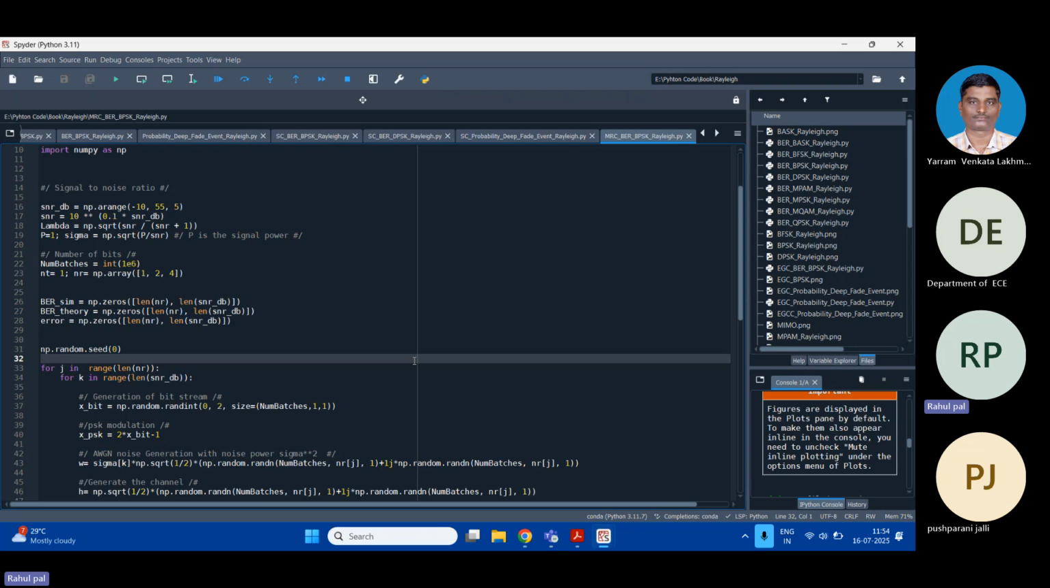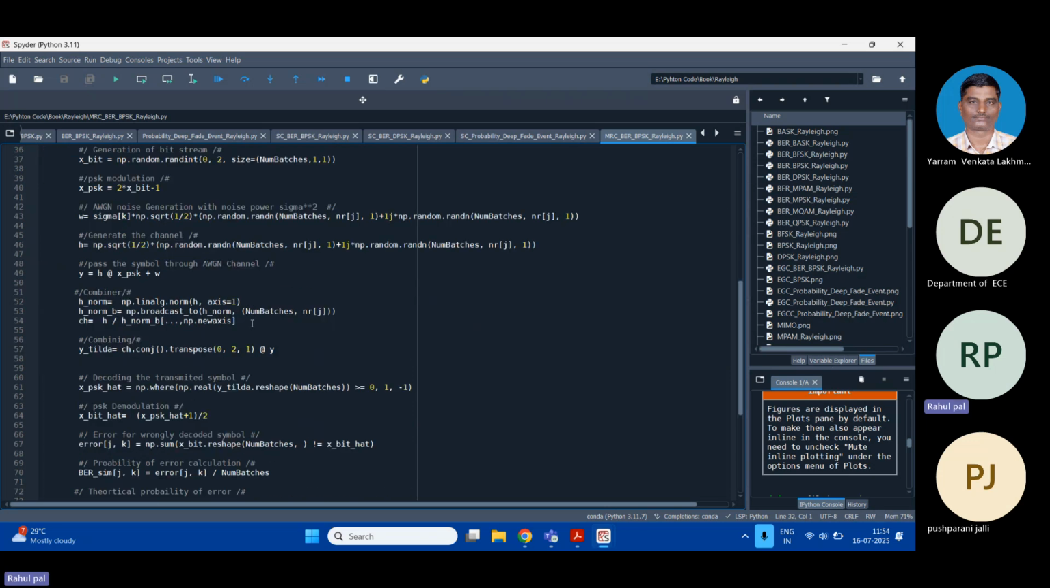Now coming to the main part, the combiner. It is written as combiner in the code, and I have commented the code to make it easy for you. The combiner is nothing but the calculation of the weight. We multiply the signal values, C1 and C2, with the corresponding received signals.